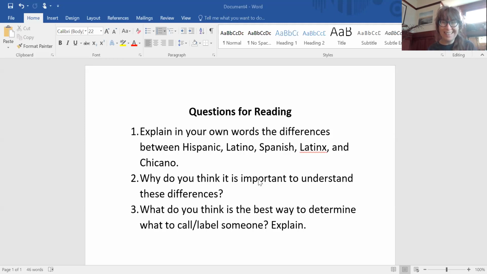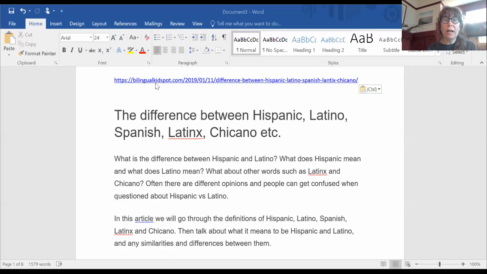So I am going to stop the share, and I'm going to share the actual article. Here it is. Hopefully you can see that. At the very top of the article, I have the link to where I got the information, and it's bilingualkidspot.com. And I have information about the author on the very bottom so you can determine how reliable the source is. And what I'm going to do right here is I'm working on the format of annotating it.